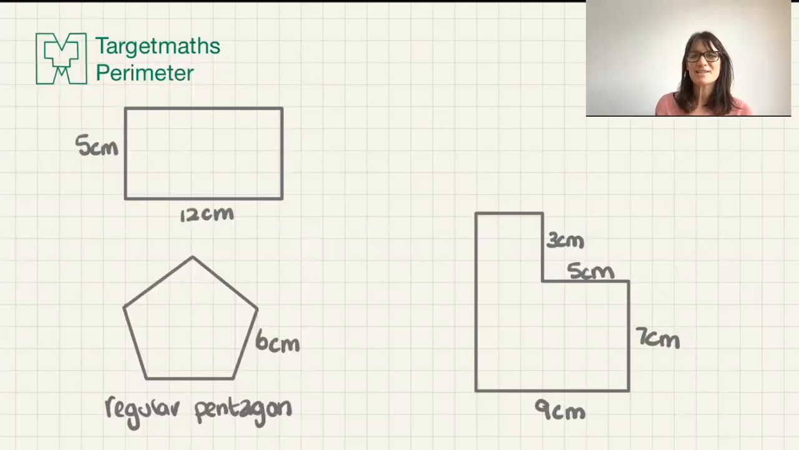Hi, and welcome to this quick how to help video on finding the perimeter. Now, it doesn't matter what shape you are given, the perimeter has one go-to method. It's all the edges added together.